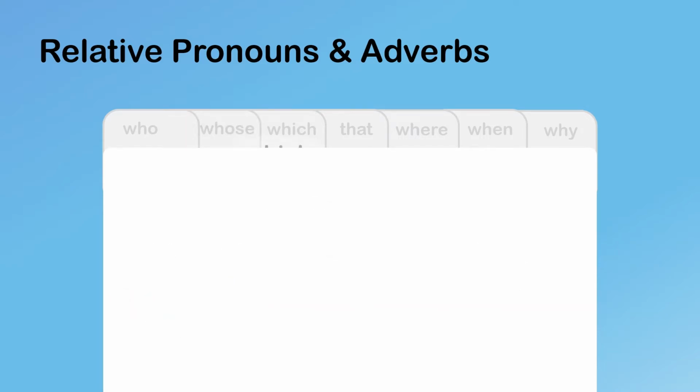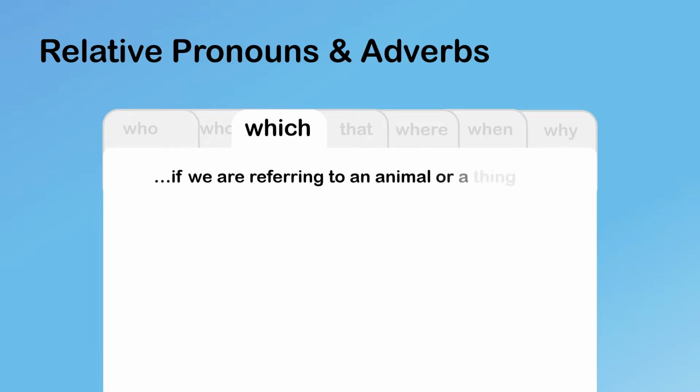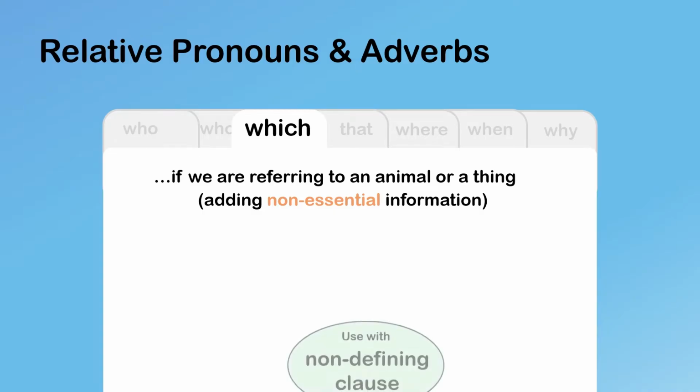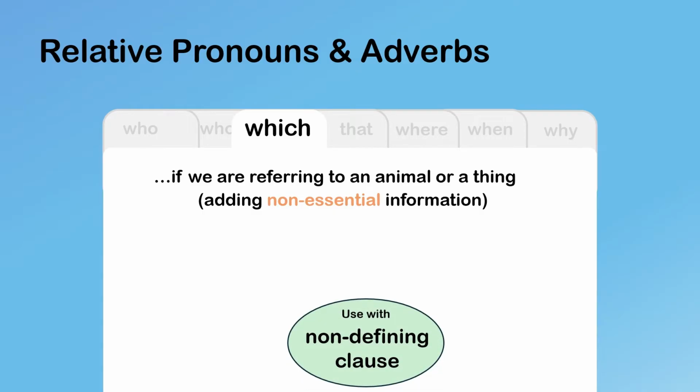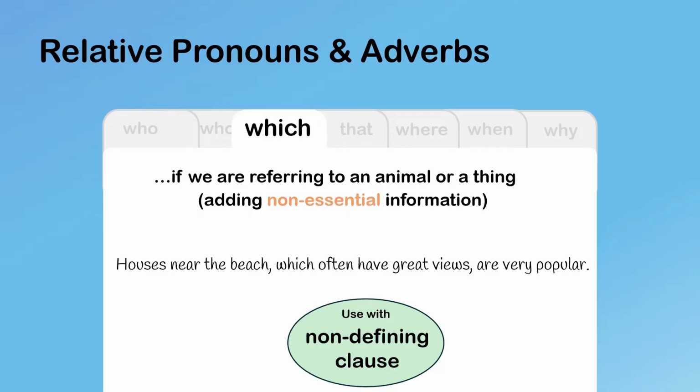Now let's move on to which. We use which if we're referring to an animal or a thing. Which is used if we're adding extra, non-essential information. That is, if we're using a non-defining clause. For example, houses near the beach, which often have great views, are very popular.